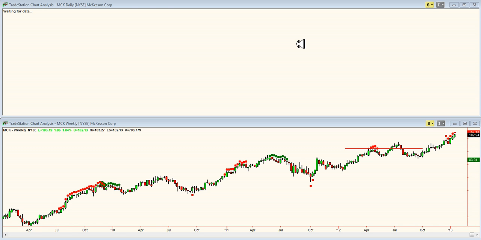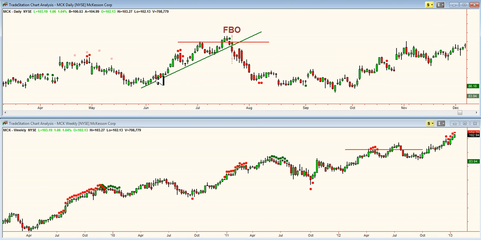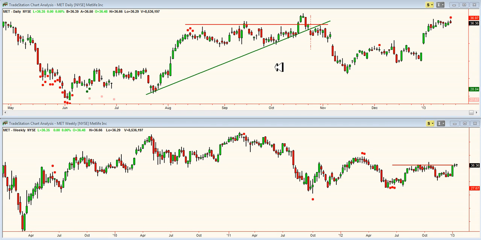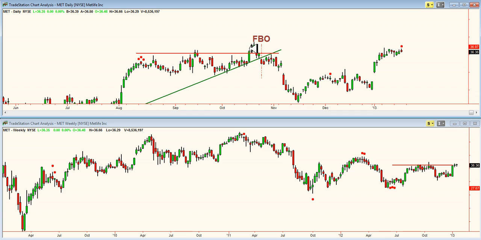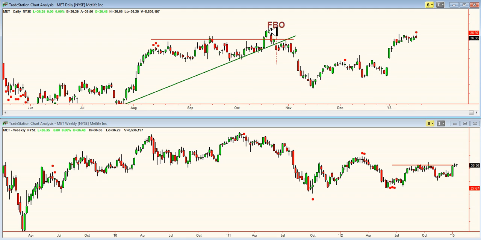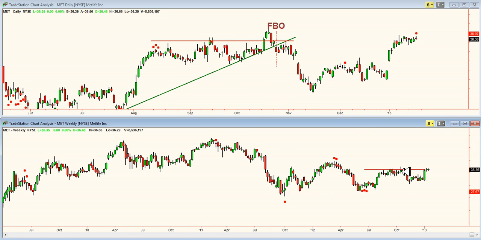MCK had an up move, attempted to break out again, breaks that uptrend line, high candle count dot, reversal, and we actually have a false breakout at the same time on the weekly chart. MET, again a move up, attempt at a breakout, catches those who believe that breakout has to work. We reverse, get an FBO, false breakout signal, and we continue down at a resistance level also here on the weekly chart.